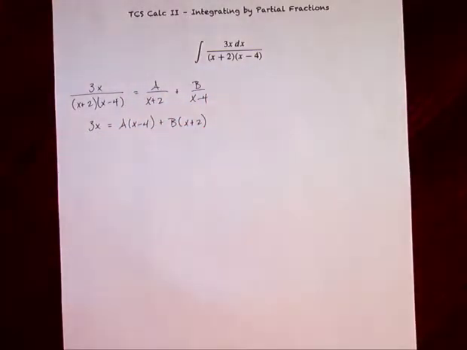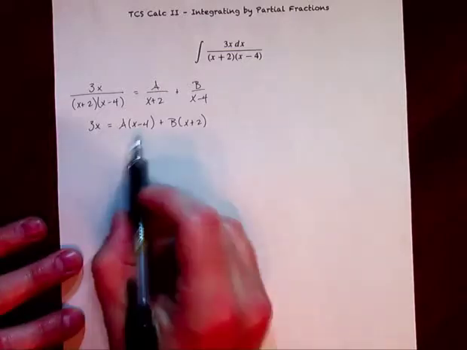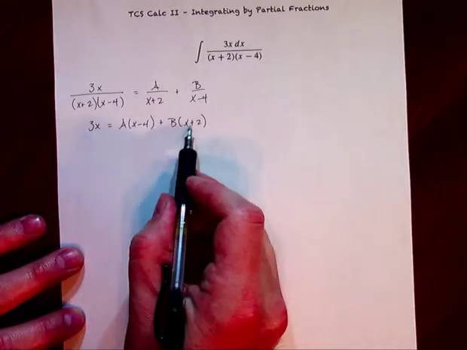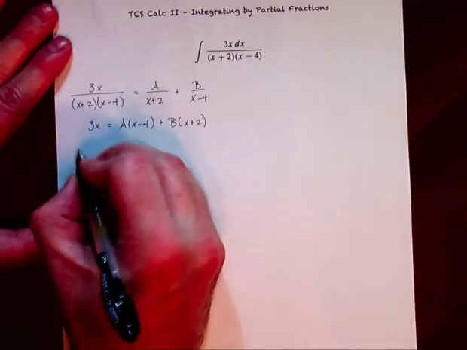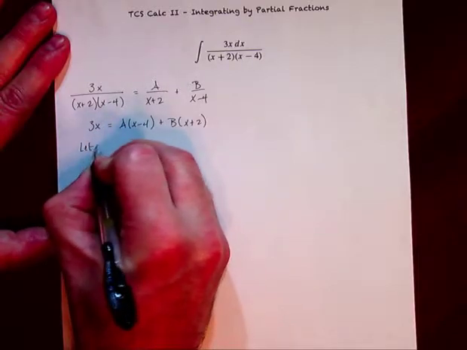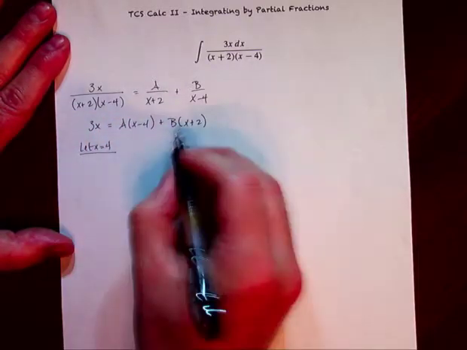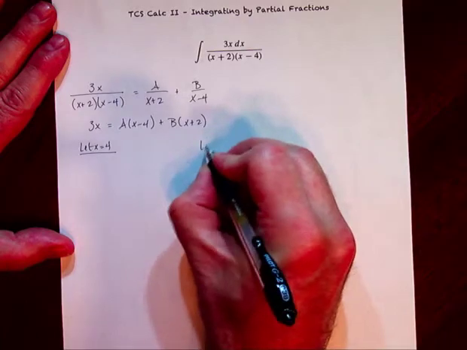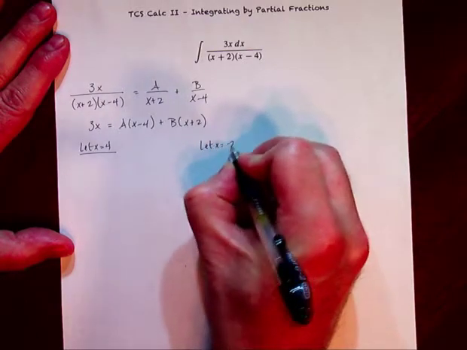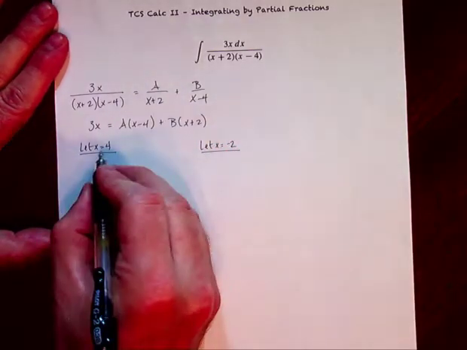Again, because we have simple linears and we can plug in convenient values in order to make those expressions, being x minus 4 and x plus 2, equal to 0, we're going to go ahead and let x equal 4 to isolate B, and we're going to let x equal negative 2 to isolate A. So let x equal 4.